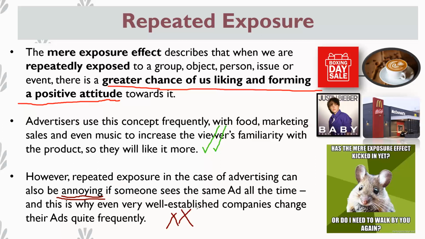Okay, so this is why it is important for established companies to change their style of advertising, to change the kind of actors they might use in their advertising, to change the general idea. Even when it comes to products, Macca's is always introducing new products. They've always got their classic stuff, but then they're always introducing new things to appeal to new people. Okay, so that's what repeated exposure is, the basic idea that the more we're exposed to a group, object, person, issue, or event, the more likely we are to form a positive attitude towards that. And we're more likely to like it and have a positive judgment towards it.